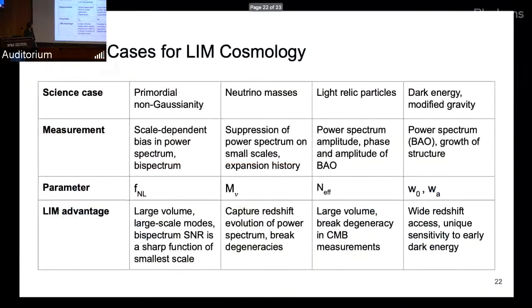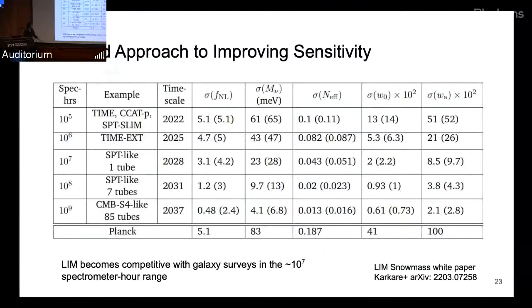We can talk offline. I have a nice projection of charts of what we'll get on FNL, what we'll get on some neutrino masses, what we'll get on different parameters. And looking at 10 to the 7th, our numbers are finally getting to the point where you're getting competitive constraints with things like BOSS, DAISY, et cetera. I'm happy to show this chart to you in more detail offline.